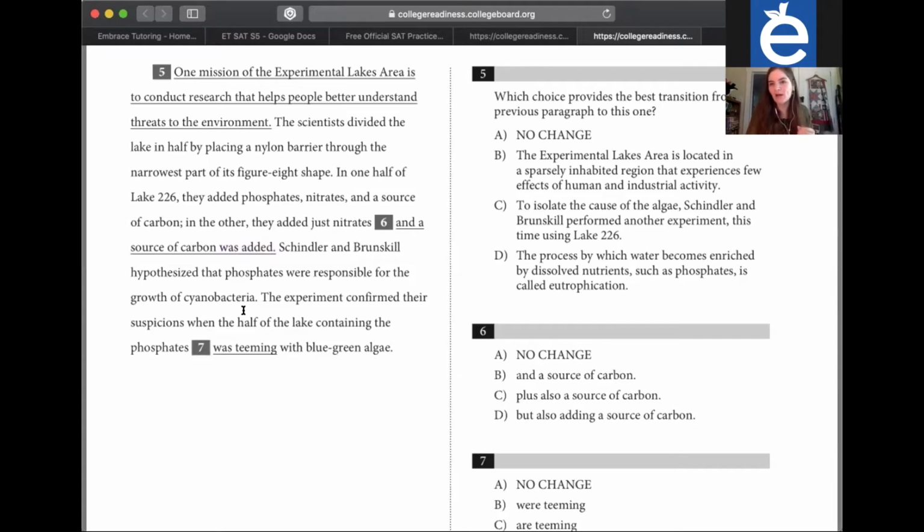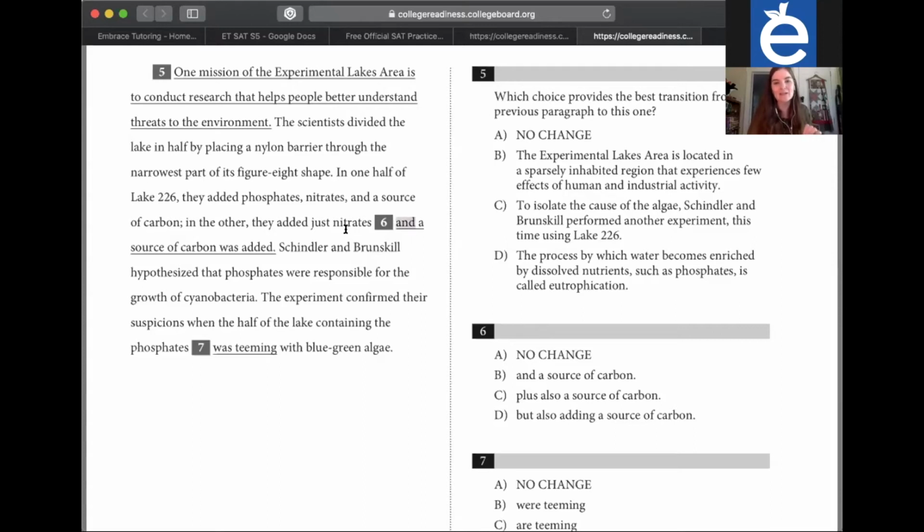A source of carbon can't add itself, right? It can't actually physically do the action, whereas the scientists can do the action. They're the ones actually doing the action. So the source in this part of the sentence is receiving the action. It's having the action done to it. So you're dealing with a different type of verb in this particular example. But what you really just need to pick out here is that they're being repetitive. They're saying "they added just nitrates and a source of carbon was added." So the "was added" was completely unnecessary. So you can immediately eliminate choice A as a possibility.